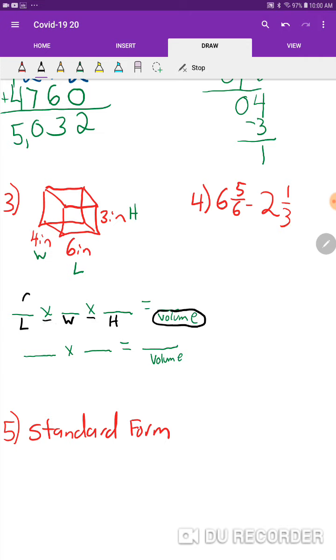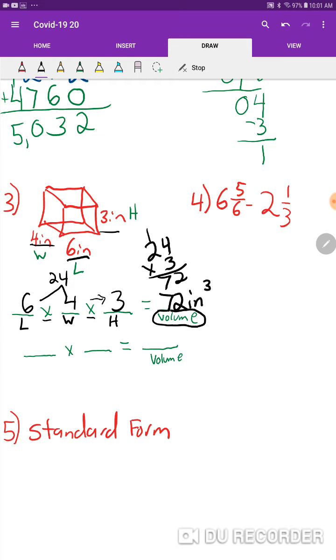So we have 6. There's your length. We have our width of 4, and we have our height of 3. 6 times 4 is 24, and 24 times 3, nope, Mr. Manderfeld doesn't know what that is, so I try it on the side. 24 times 3 is 72. So what is the volume? 72. That's actually not the right answer. Why? Because the right answer is 72 inches cubed.